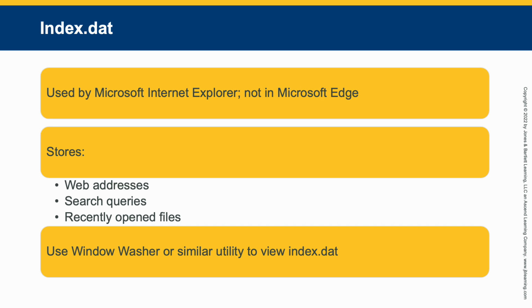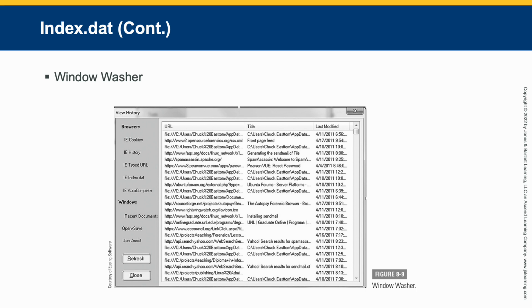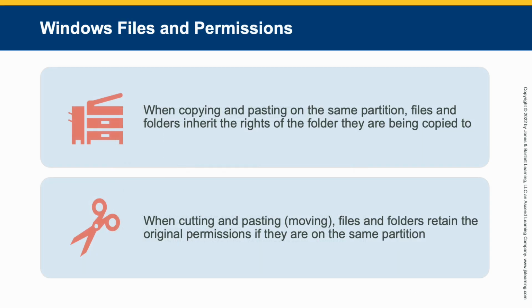Index.dat is used by Microsoft Internet Explorer, not in Microsoft Edge. It stores web addresses, search queries, and recently opened files. Use Windows Washer or a similar utility to view index.dat. Windows files and permissions: when copying and pasting on the same partition, files and folders inherit the rights of the folder they are being copied to. When cutting and pasting, moved files and folders retain the original permissions if they are on the same partition.